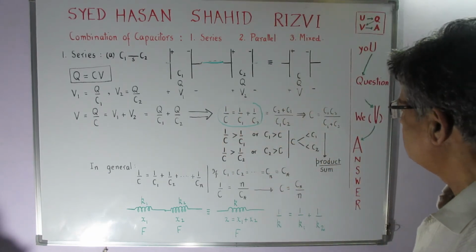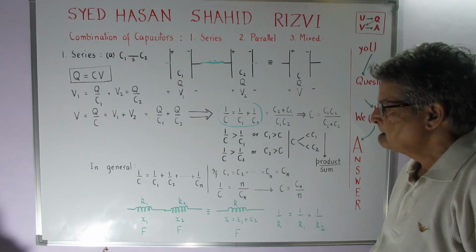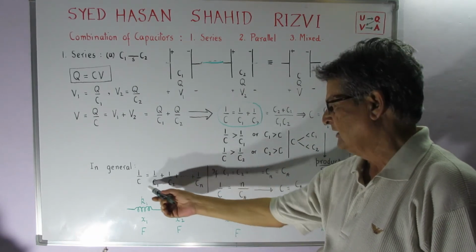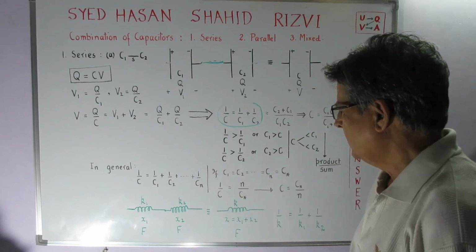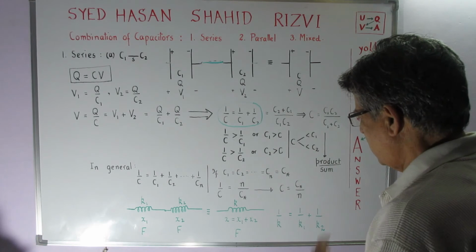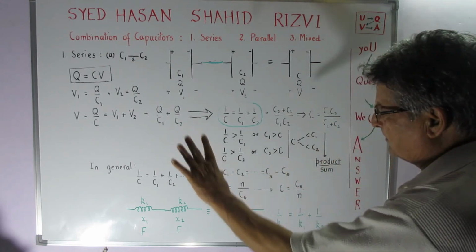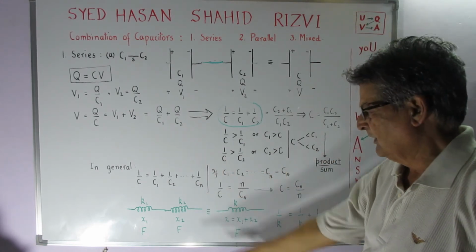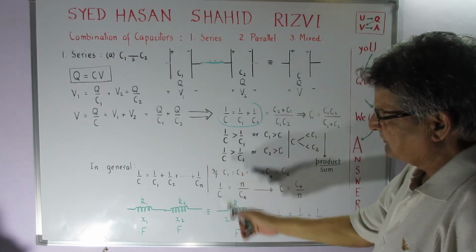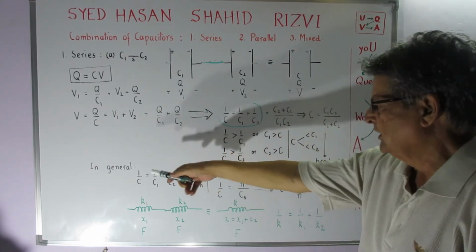When I take a general combination, okay, in general, let us have n capacitors. So I'll write the equation like this, and then we solve it mathematically and obtain the value of C. If the values of C1, C2, Cn are different, then of course the fractions have to be added and then reversed, and we get the value of C.